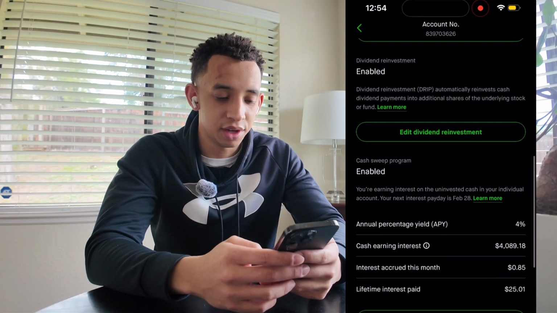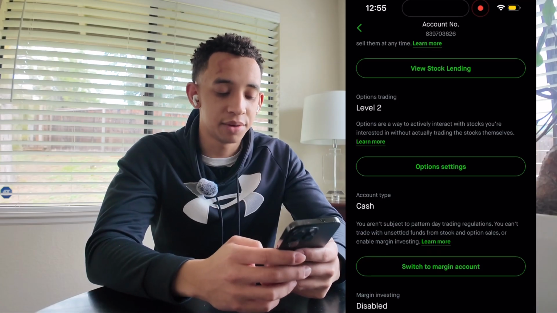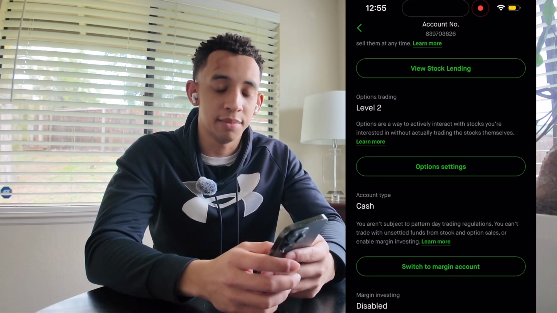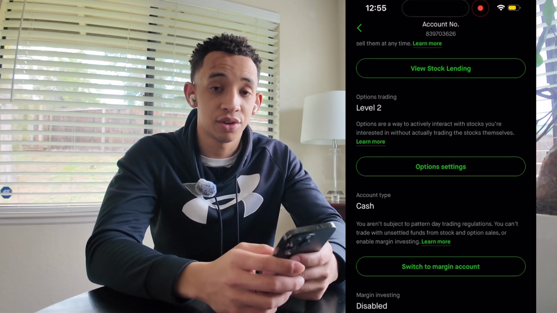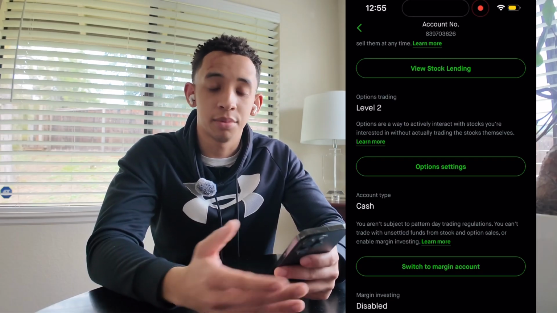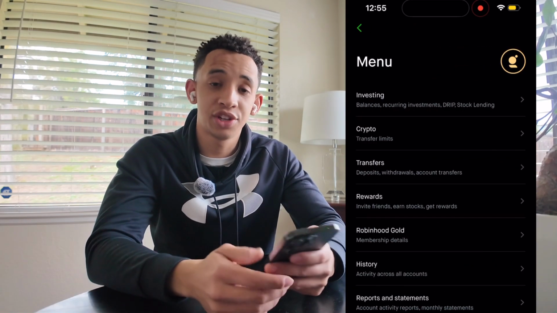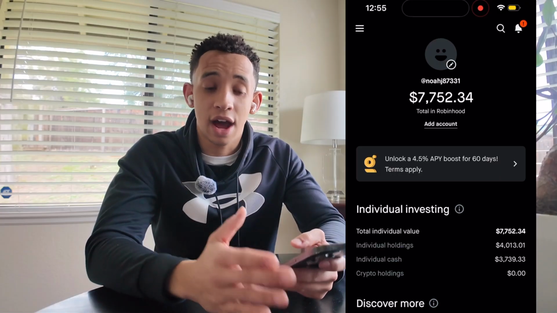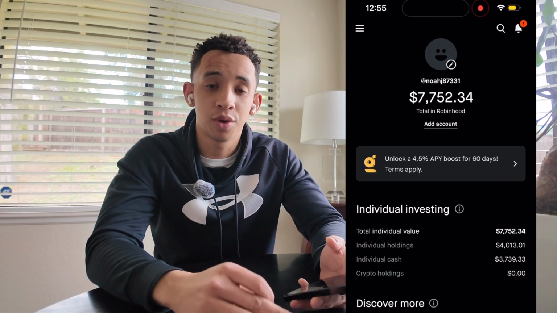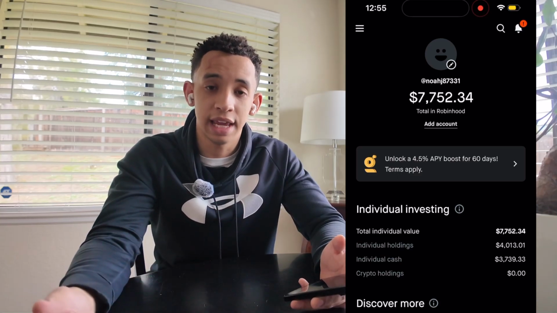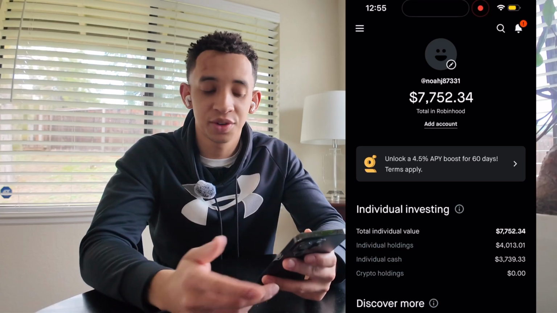And here you can scroll down to your account type. It may say margin for you, it may say cash. If it says margin, make sure that you're switched to a cash account. That way Robinhood doesn't try and limit or block any of your trades. What this cash account means is that all of the money that you're going to be trading with has to settle for, I believe, 24 hours before you can use it again. So once you've got your cash account set, then we're good to start learning how to trade.